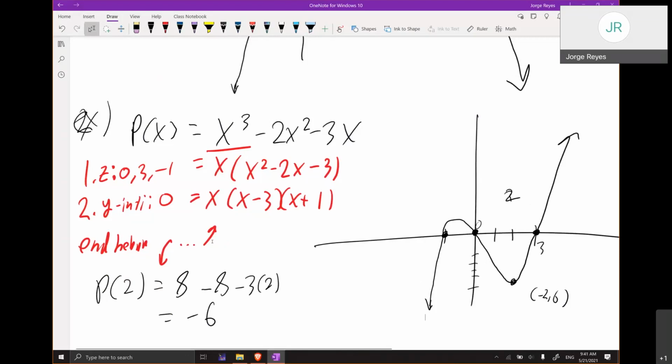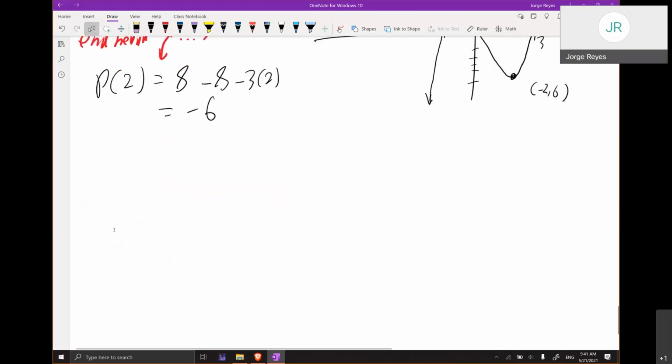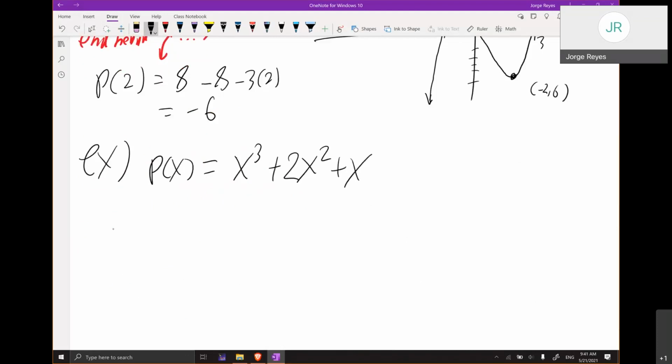All right, so now I want to introduce one of the last couple examples, okay? Or I want to introduce this example because something weird is gonna happen, okay? So x cubed plus 2x squared plus x. Okay, so you're going to want to factor this, right? You need to factor this.